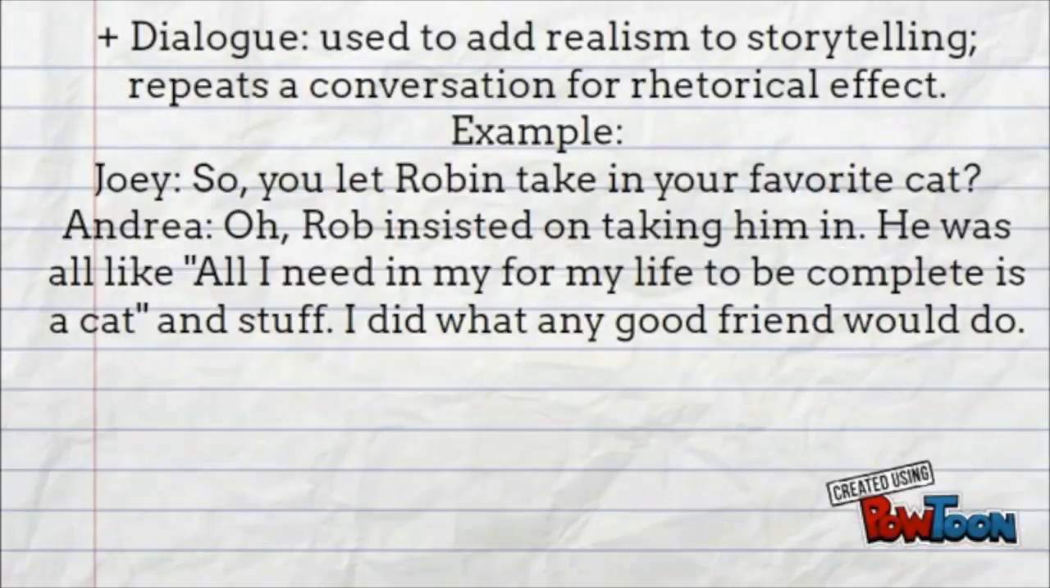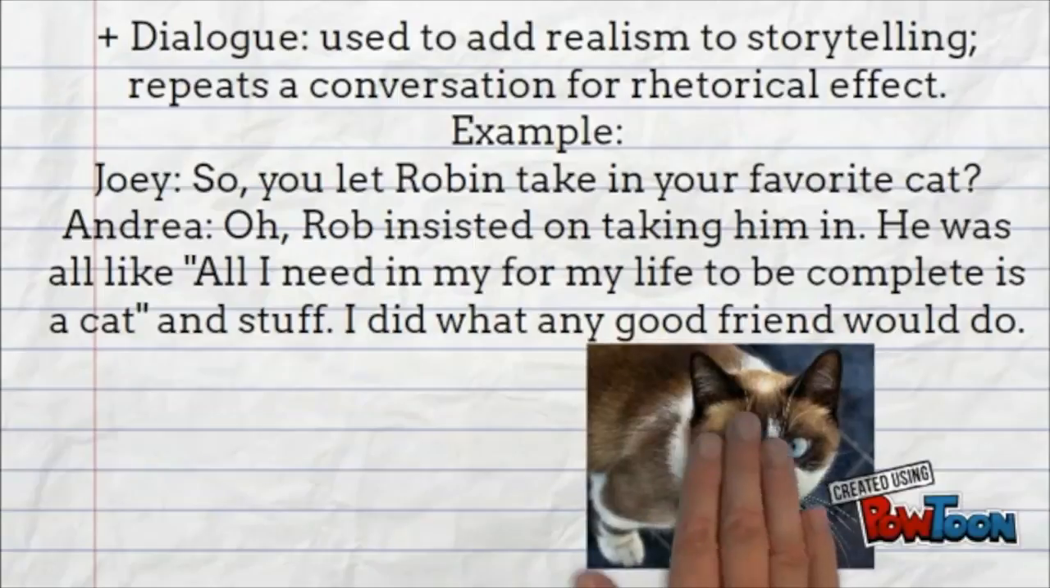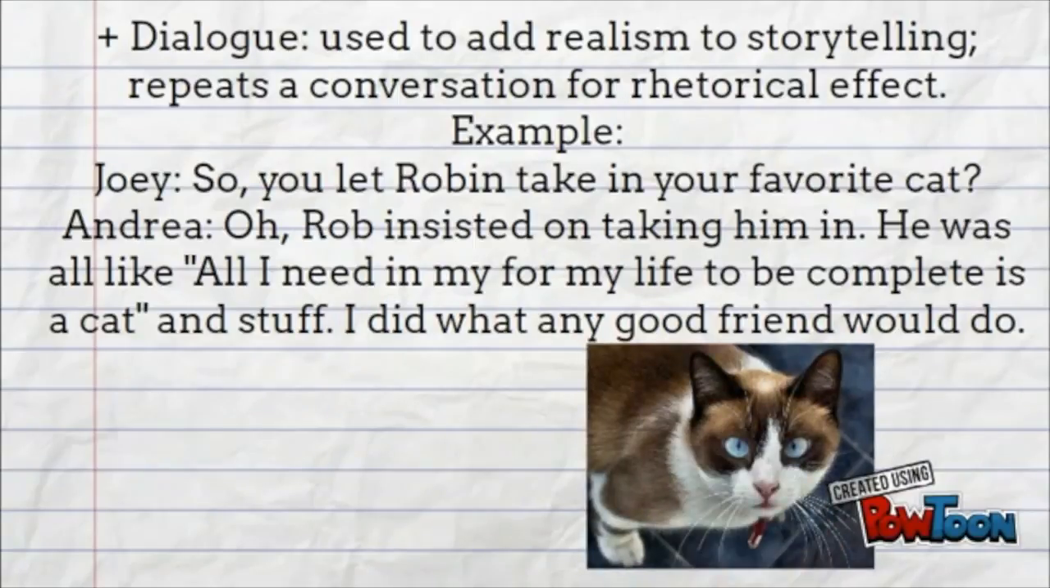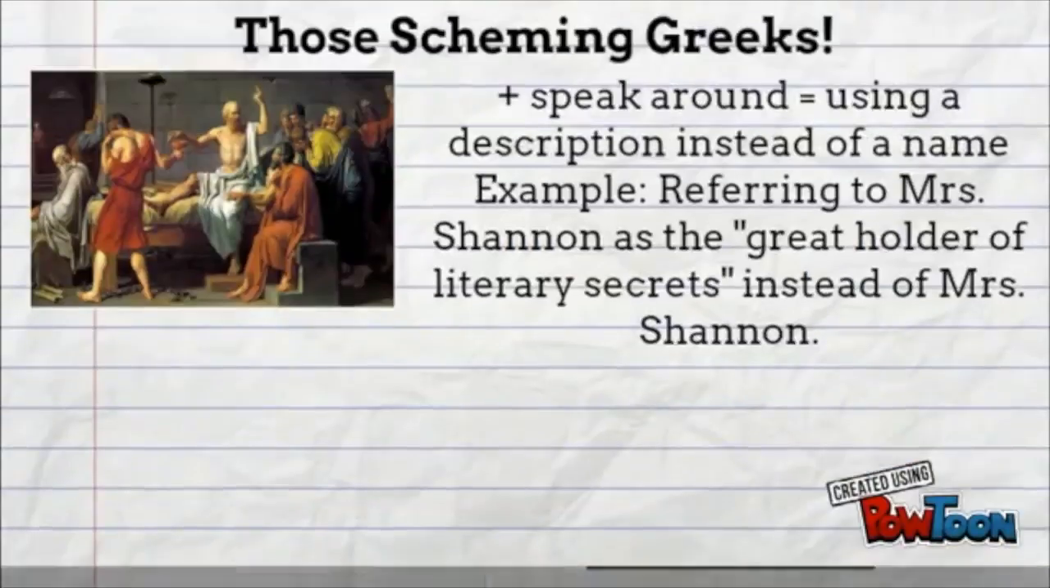Dialogue is used to add realism to storytelling. It repeats a conversation for rhetorical effect. For example, Joey: "So you let Robin take your favorite cat?" Andrea: "Oh, Robin insisted on taking him in. He was all like, 'All I need in my life to be complete is a cat and stuff.' I did what any good friend would do."